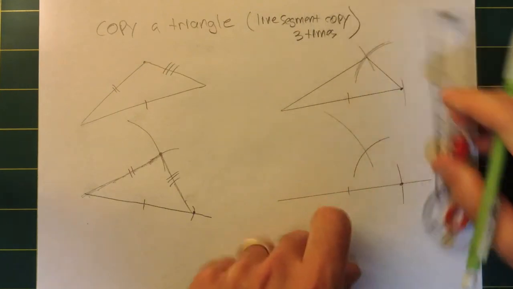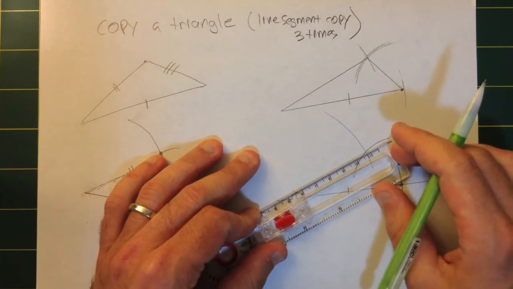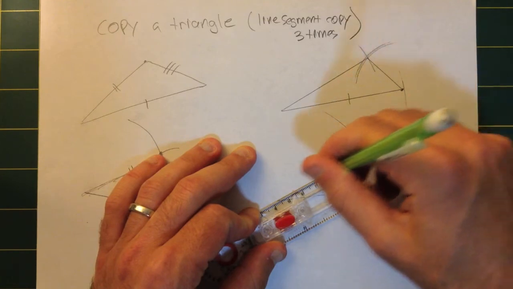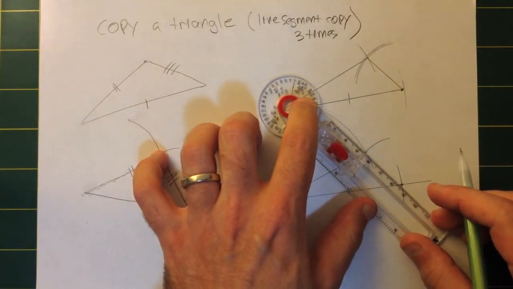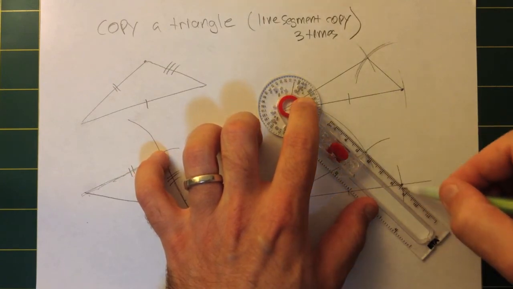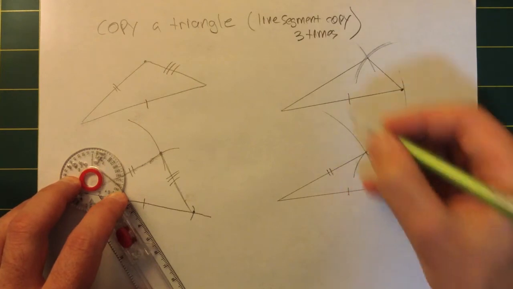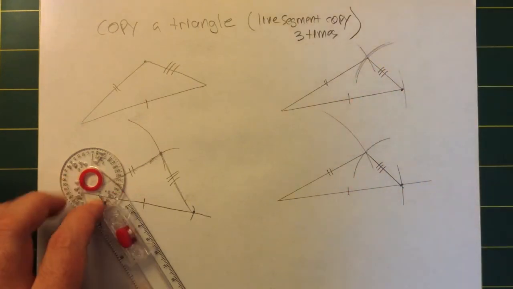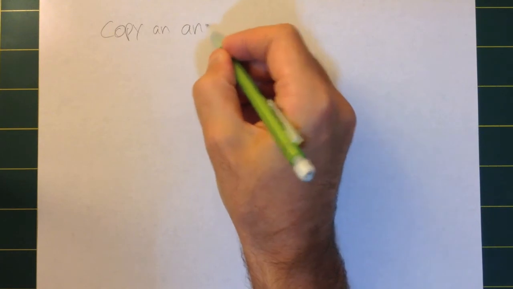Make an arc. And now I can connect my important points. I can connect the end of this segment to that intersection, and that intersection over to this point. And when I do that, this side matches with this side matches with that side. The last construction we're going to do here is one where we copy an angle.